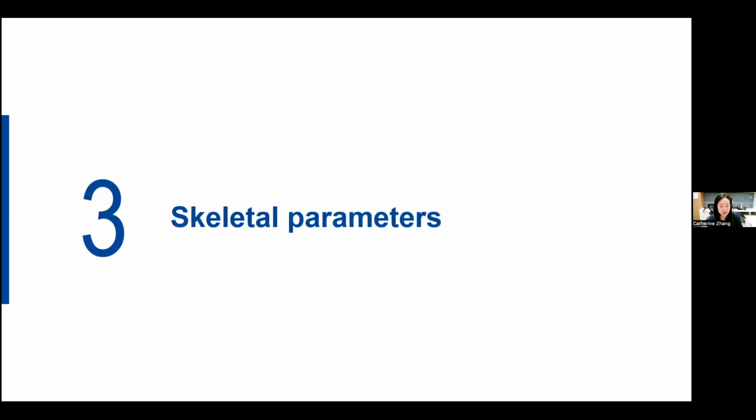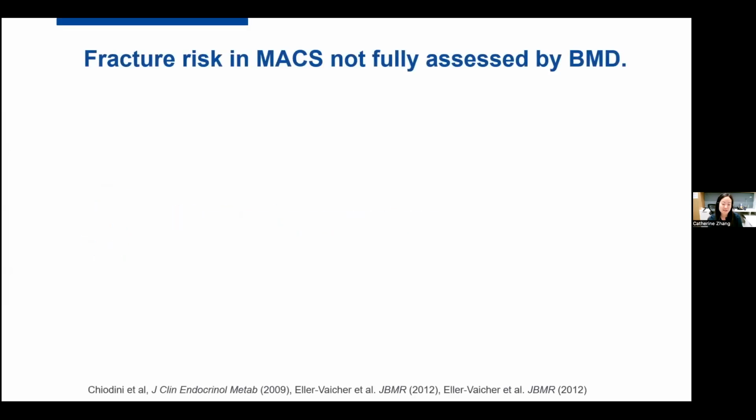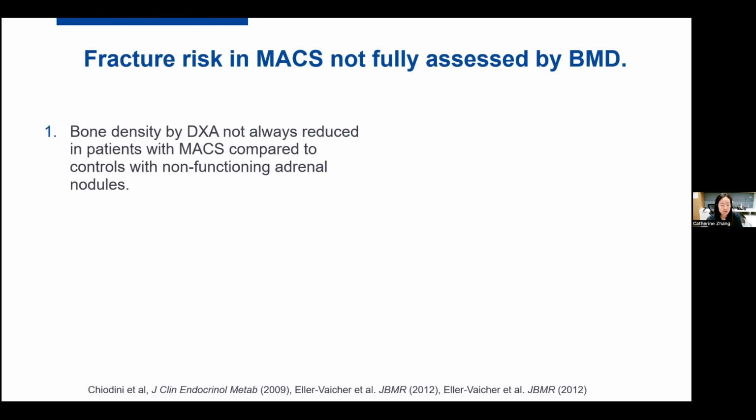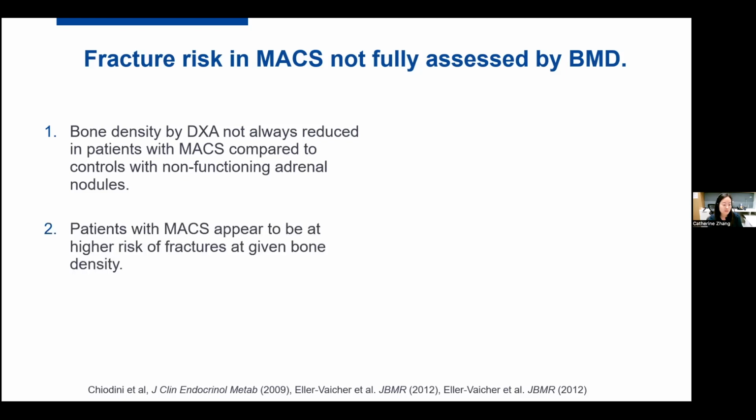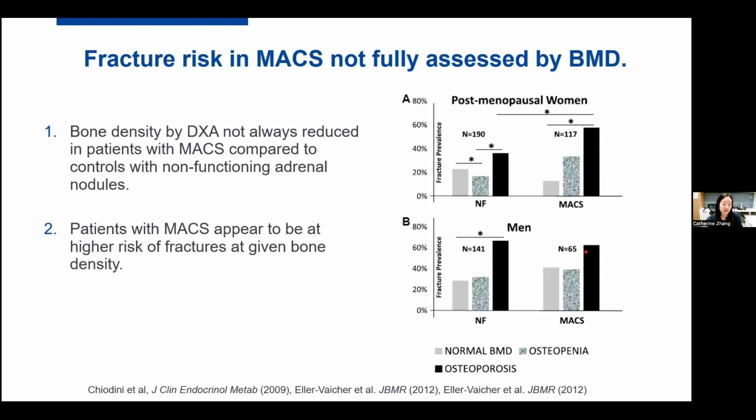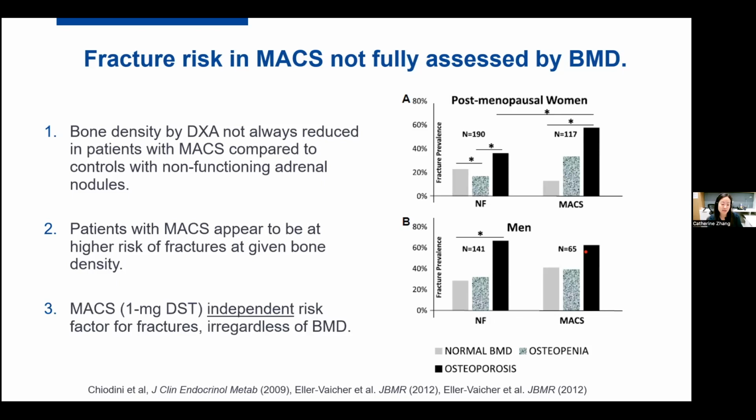So I will finish by looking at a couple different skeletal parameters that may help aid fracture risk prediction. Similar to other secondary causes of osteoporosis, fracture risk in MACS may not be fully assessed by bone mineral density testing. Although the cross-sectional studies consistently show that patients with MACS have more fractures, bone density by DEXA is not always reduced. And patients with MACS appear to be at higher risk of fractures at any given bone density category compared to their counterparts with non-functioning adrenal nodules: normal bone density, osteopenia, and osteoporosis. And as we've talked about before, MACS is an independent risk factor for fracture, so that's irrespective of bone mineral density testing.